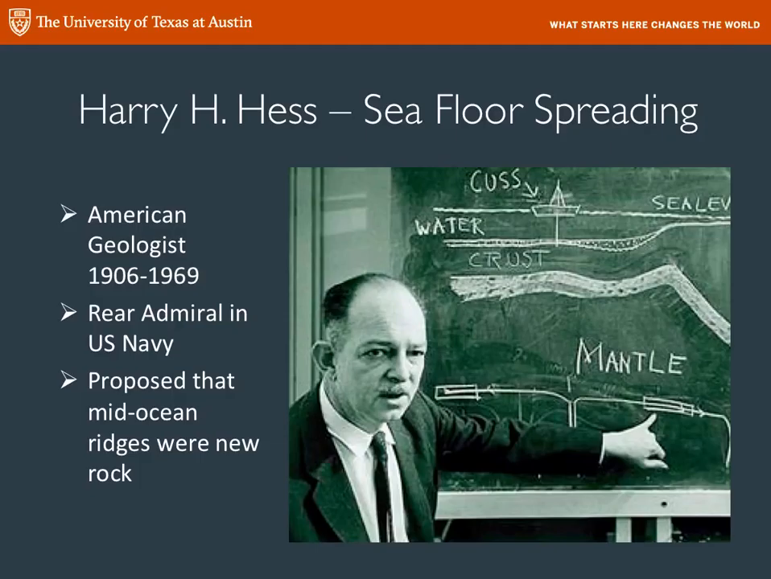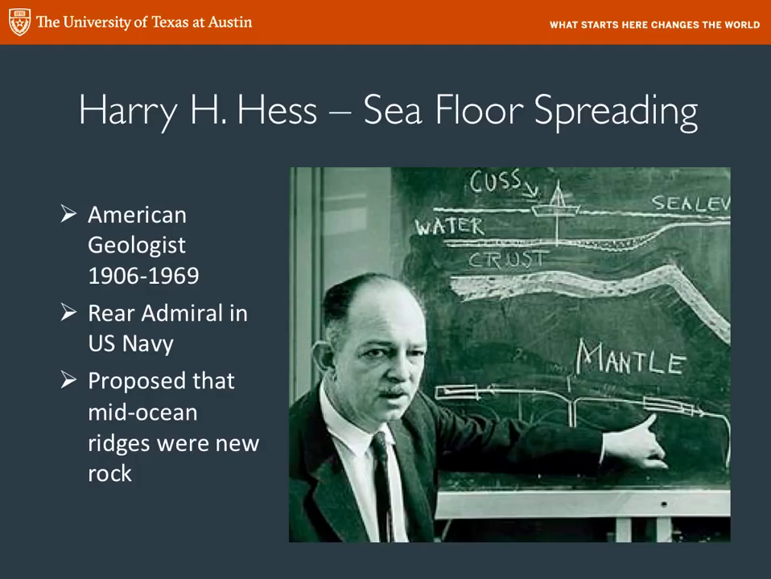So, at the end of the World War, these data, all of which were classified because they were all gathered by Navy and Army specialists, were declassified and the scientists got their hands on them. And this is where Harry Hess comes in. Hess was an American geologist. He died in 1969, but he was also a rear admiral in the Navy during World War II. So he had a little bit of a head start. He knew about these mountain ranges on the ocean floor before the data were declassified.